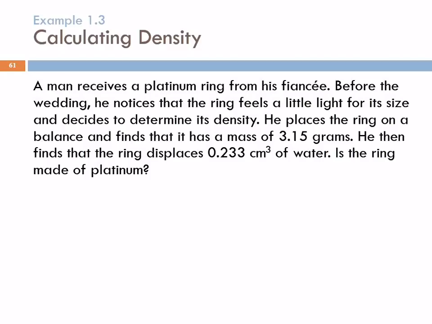A man receives a platinum ring from his fiancée. Before the wedding, he notices that the ring feels a little light for its size and decides to determine its density. He places the ring on a balance and finds that it has a mass of 3.15 grams. He then finds that the ring displaces 0.233 cubic centimeters of water. Is the ring made of platinum?